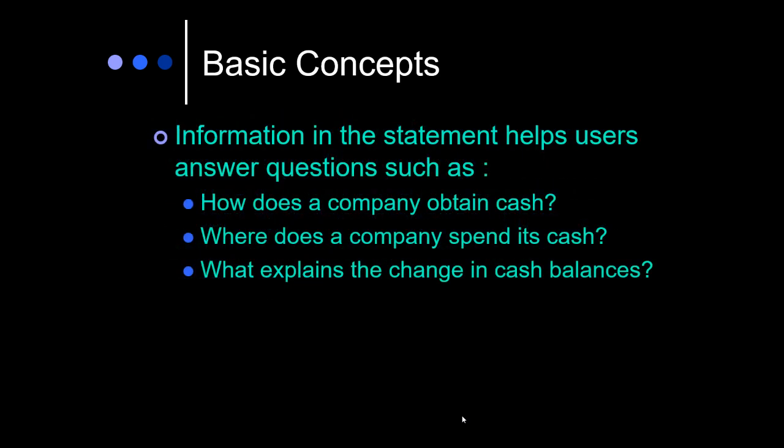Okay, so what information does the cash flow statement help users to understand? The information in the statement helps users answer questions such as how does a company obtain cash? This is reflected in the cash inflows. So where does the money come from? Is it from the operating activities, or the investing activities, or the financing activities? How does a company obtain cash, from which source or which activities?